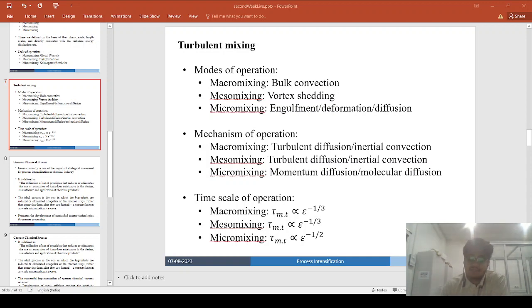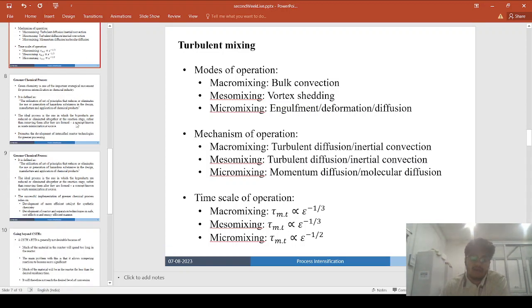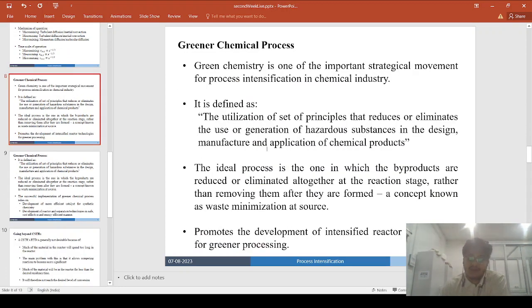Now that we have discussed the different types of mixing and different scales of mixing, now let us come to the greener chemical processes. In the previous session we have discussed what is green chemistry, and green chemistry is one of the important strategic movements for process intensification in the chemical industry, and its definition follows as the utilization of a set of principles that reduces or eliminates the use or generation of hazardous substances in the design, manufacture and application of chemical products.